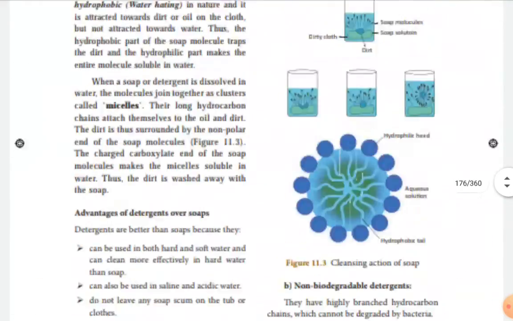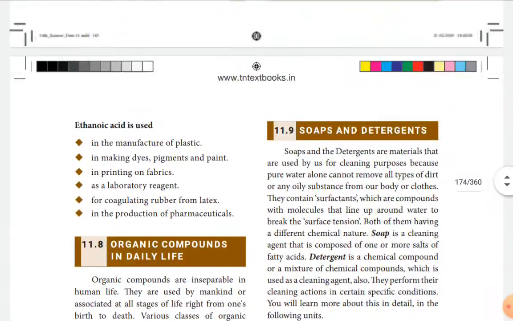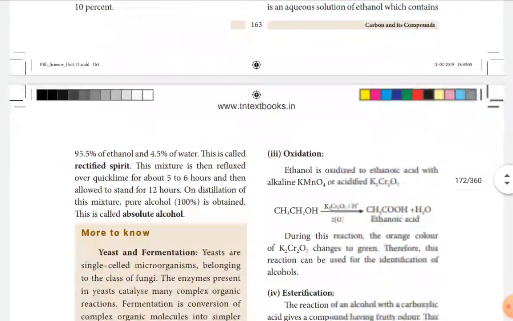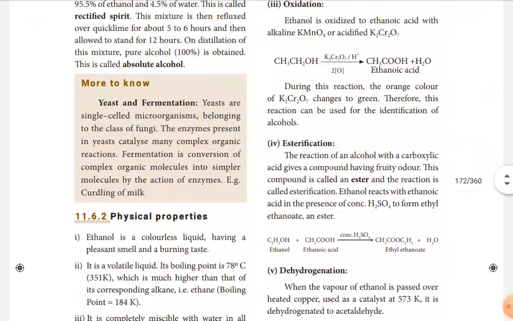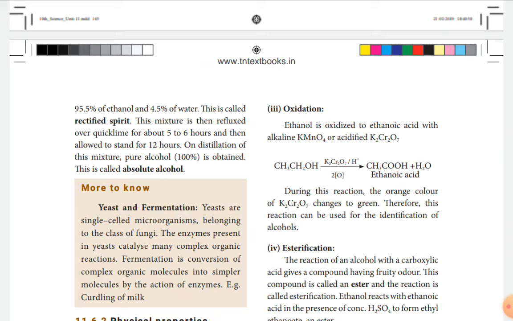It is in the ethanol part. It is page number 164, second column. That is C3, subdivision 3, oxidation. Ethanol is oxidized to ethanoic acid with alkaline potassium permanganate, or acidified potassium dichromate. K2Cr2O7 is called potassium dichromate. So potassium permanganate means alkaline, potassium dichromate means acidified.